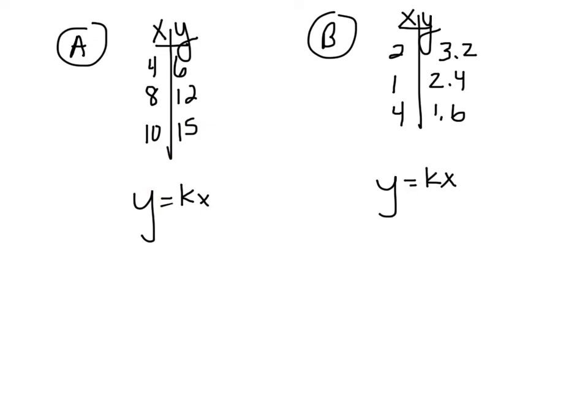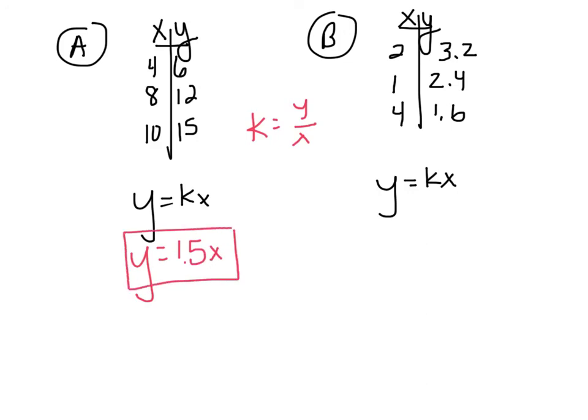But remember what we said. K is equal to y divided by x. Now watch what's going to happen. If I take 6, which is y, divided by 4, which is x, it gives you 1.5. 12 divided by 8 is 1.5. 15 divided by 10 is 1.5. Automatically, you know k is 1.5. So my equation is y equals 1.5x. All you ever have to do to find k is take y divided by x. That's it. Let me rewrite this x here.